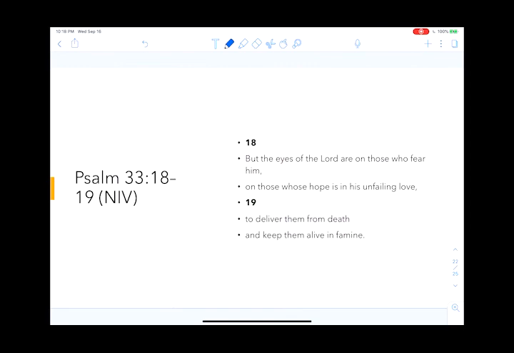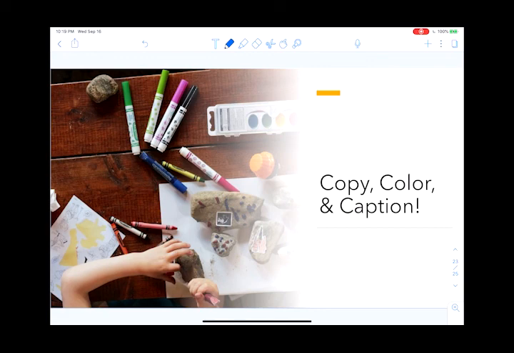Done. Next, copy Psalm 33:18-19, then memorize it. But the eyes of the Lord are on those who fear him, on those whose hope is in his unfailing love, to deliver them from death and keep them alive in famine. Pause this video and memorize the verse now. Next, copy the picture on page 99. Color your picture. Copy the caption from page 99 afterwards.